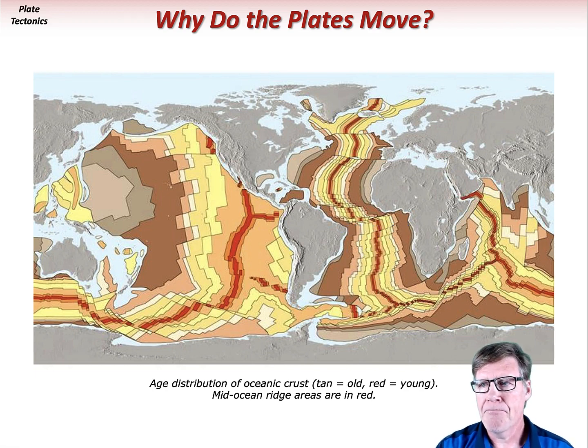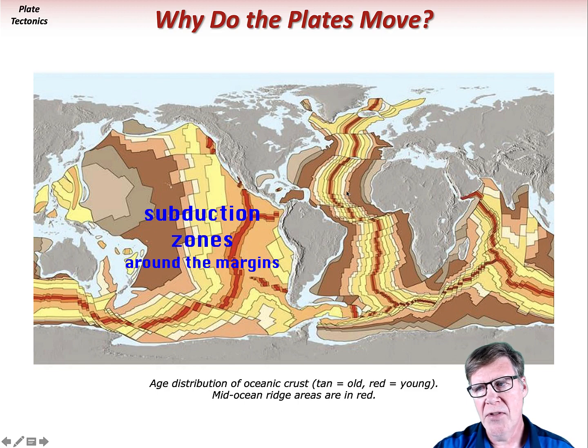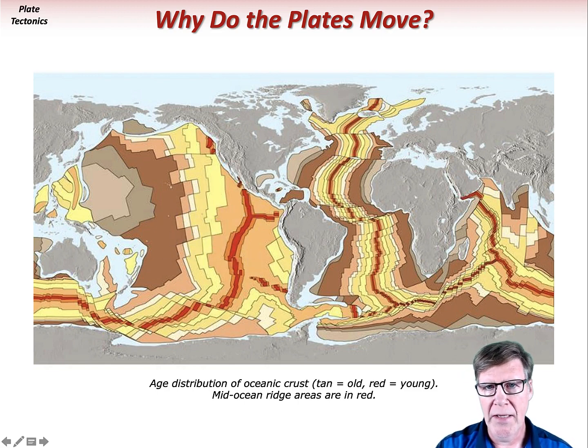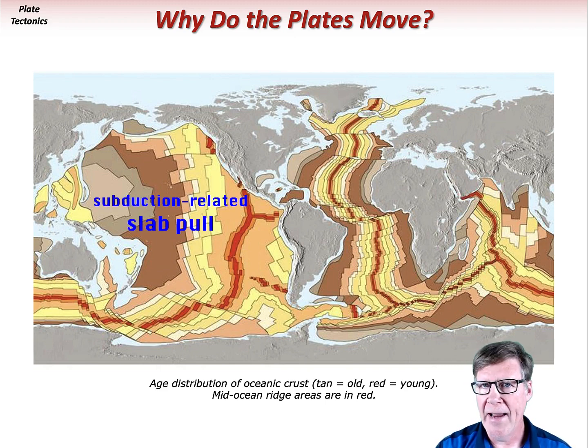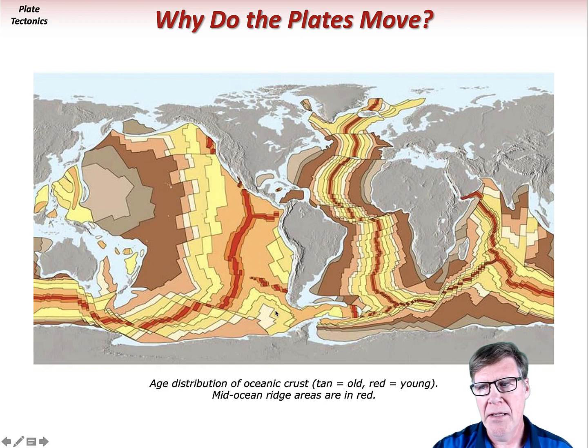So what's the deal? Well, the difference is in the Pacific, you have subduction zones ringing almost the entire margin, and that's where oceanic crust is being subducted. And so as those slabs go down, they're like anchors pulling on the rest of the plate. And so that's driving the plate movement in the Pacific at rates of 10 centimeters or more a year.